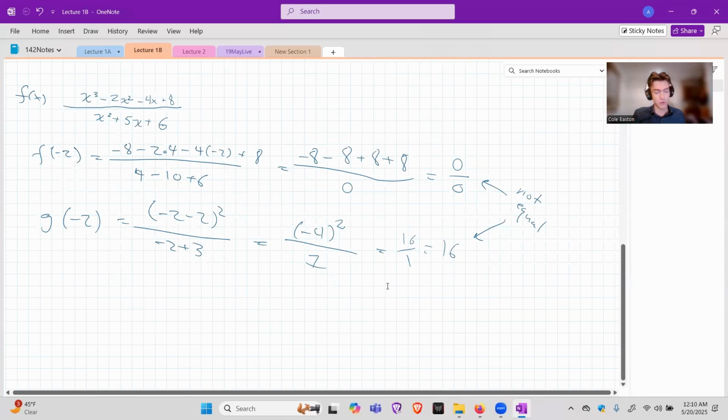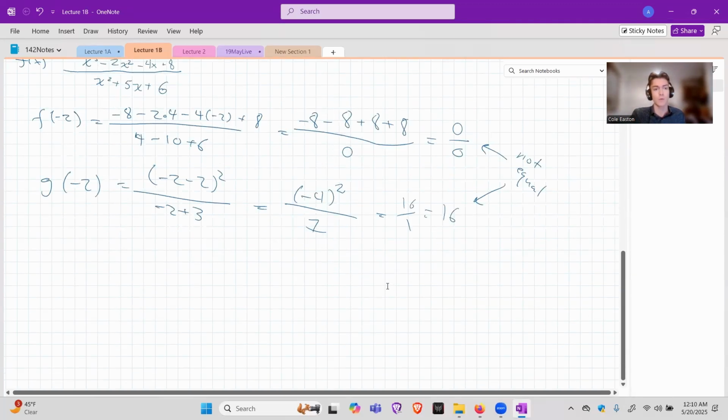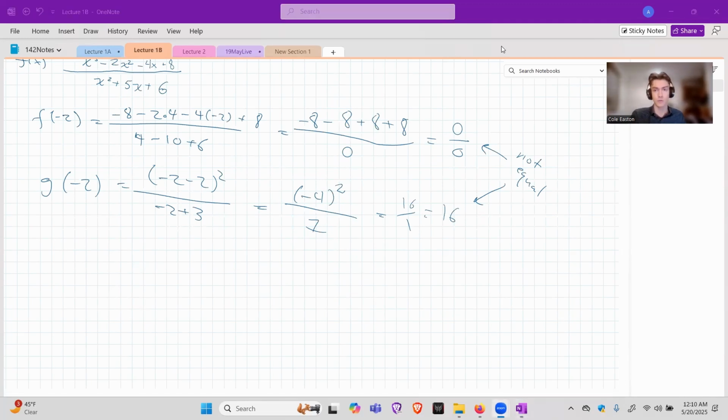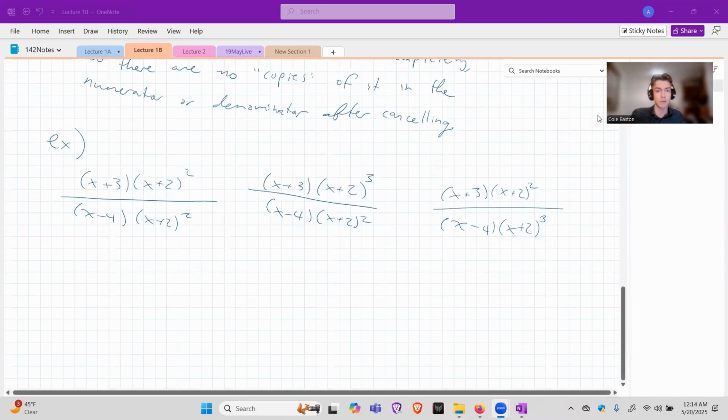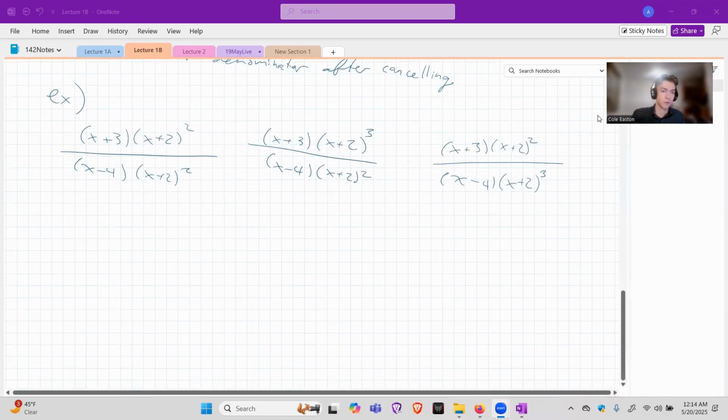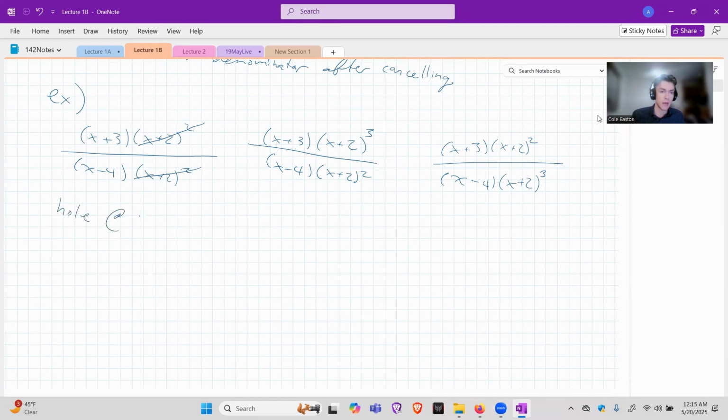So what is our conclusion that we can draw from this situation? Well, that is that essentially cancellation creates holes. So we have that written right there. The caveat here is that we only create holes when the factor cancels completely, which means that there's no copies of it in the numerator or denominator after canceling. So I have a couple examples here, and let's look at this first one. So in this first one, we get a complete cancellation here. So this is going to have a hole at x equals -2. Let's look at the second one.